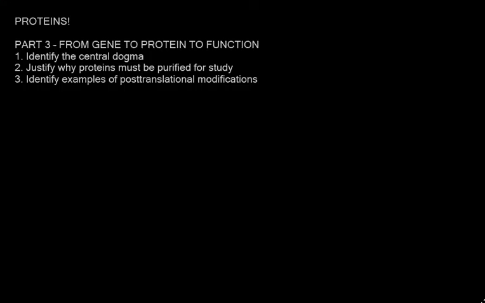Next up in proteins is part 3, from gene to protein to function. In this we're going to talk about where these protein sequences come from, remembering that the protein sequence is the primary structure. That should not be news to anyone. We're going to identify the central dogma, justify why proteins must be purified for study, and provide examples of post-translational modifications. So 2 and 3 really go together quite well.